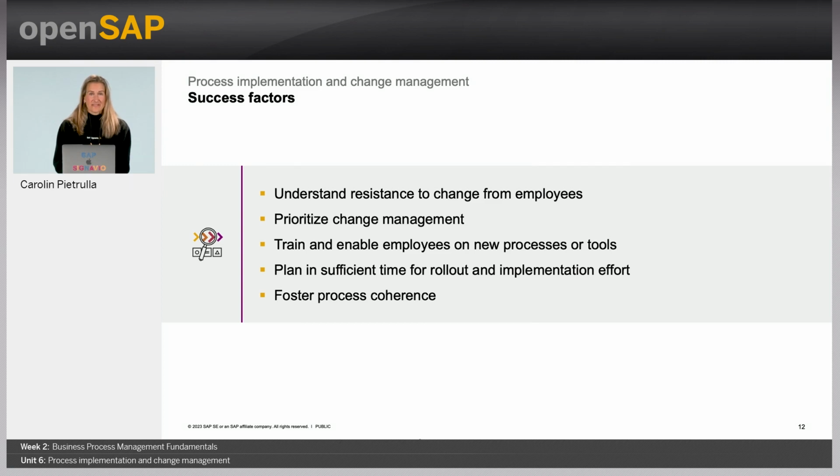Let's talk a little bit about the success factors for implementation and change management. First of all, it is crucial to understand the resistance to change from certain employees. And to reduce that resistance, change management needs to be a priority. As part of the change management activities, train and enable employees on the new processes or tools so that they feel enabled to do their jobs in the future. Plan in sufficient time for rollout and implementation efforts, as things never run according to plan. And last but not least, foster process coherence to attain the desired improvement results.